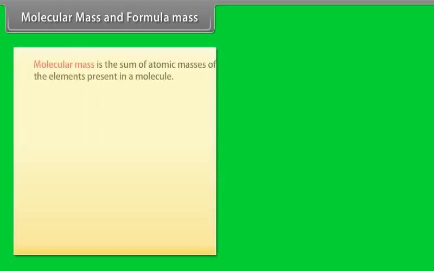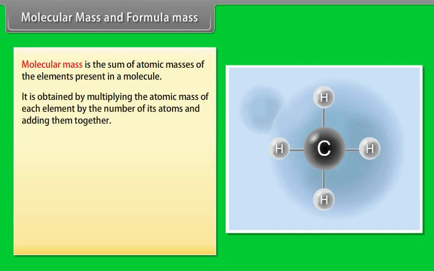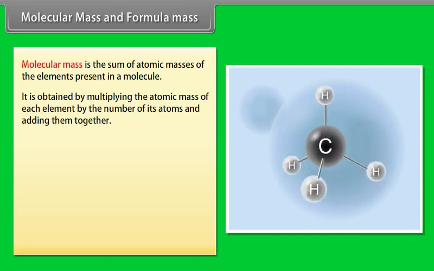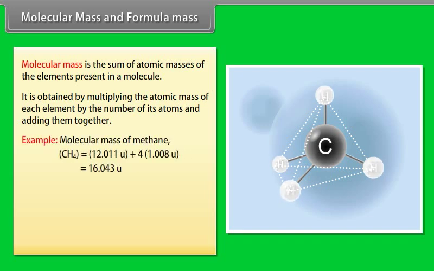Molecular mass and formula mass. Molecular mass is the sum of atomic masses of the elements present in a molecule. It is obtained by multiplying the atomic mass of each element by the number of its atoms and adding them together. Example: molecular mass of methane.